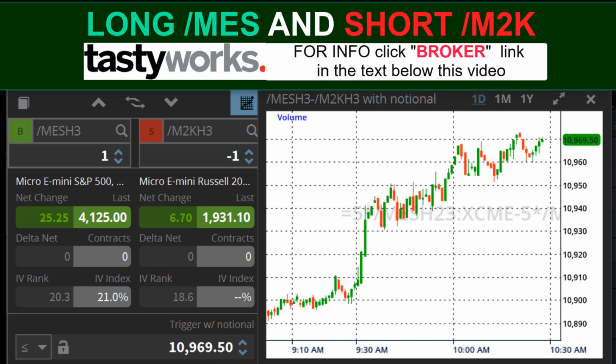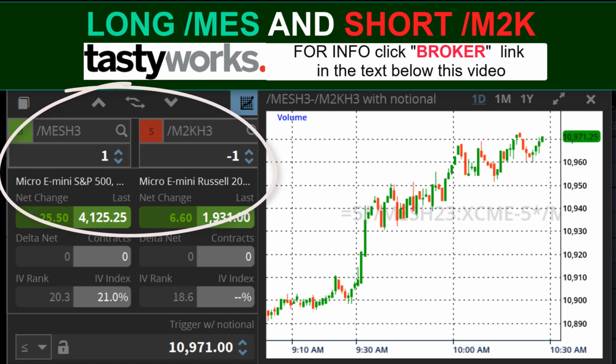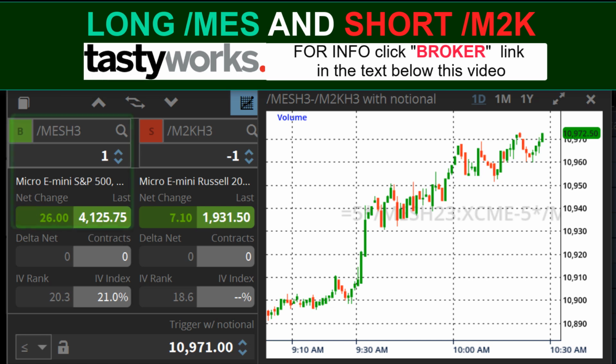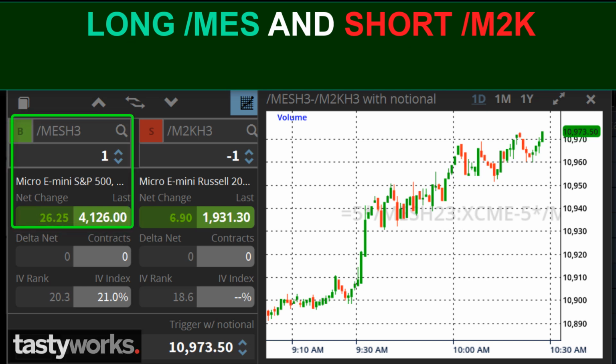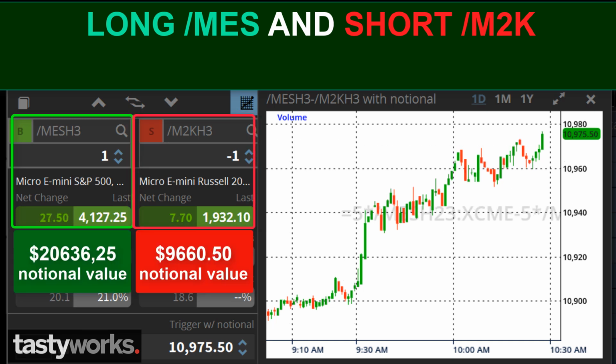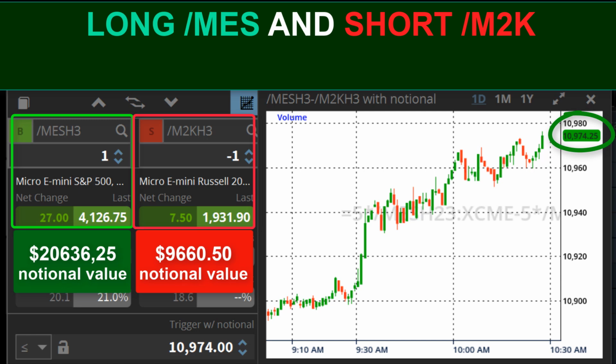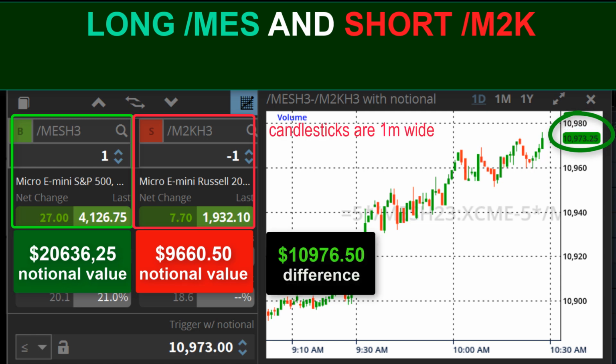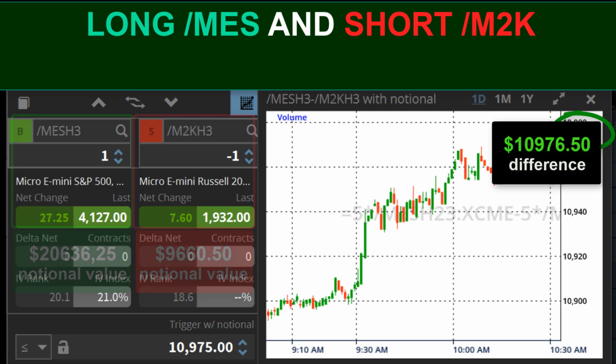Now, I realize this is new for most of you, so I'm going to slow down just a moment and get you orientated to this screen. I'm looking at the pairs trading screen. I am long the S&P 500 Micro E-mini right there, and I am short the Russell 2000 Micro E-mini right there. On the right side of the screen, the Tastyworks pairs trade chart. And you remember, on the pairs trade chart now, the display over in the far right margin is the difference between the notional values of the two contracts.